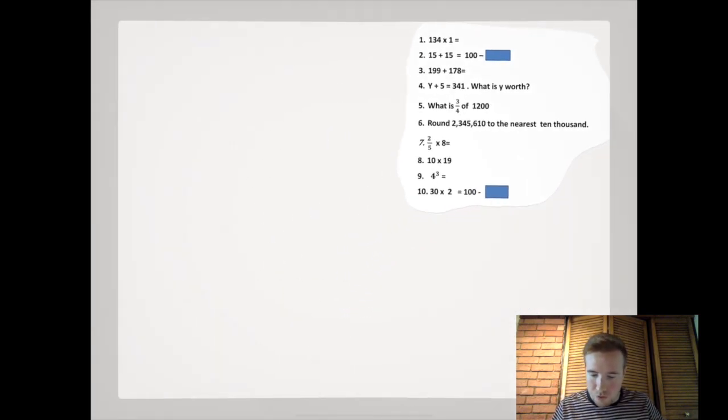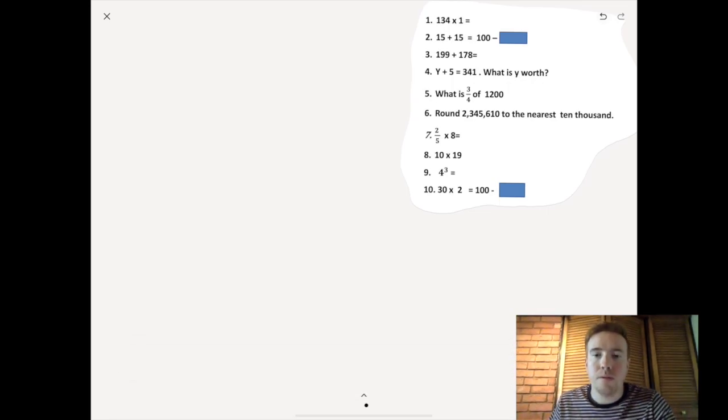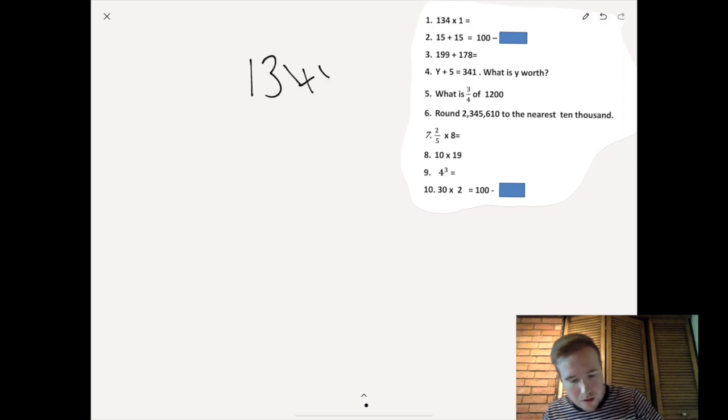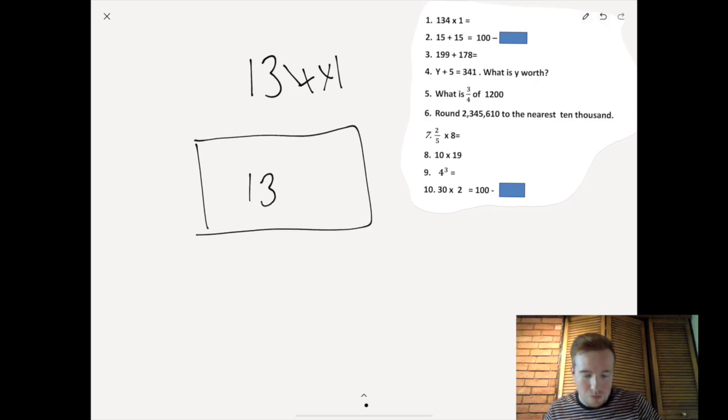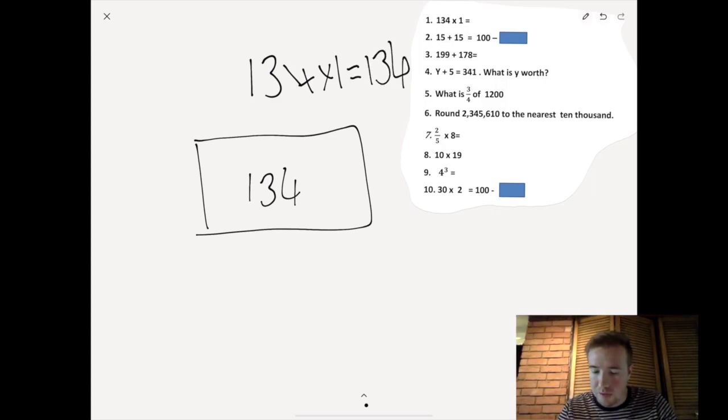So, first one there, 134 times 1. That means you've got one group of 134. Good start. Draw it out if you want to, bar model. You've got 134, and that's it, so it's obviously 134. You multiply anything by 1, it doesn't change. If you multiply anything by 0, then the answer is 0.